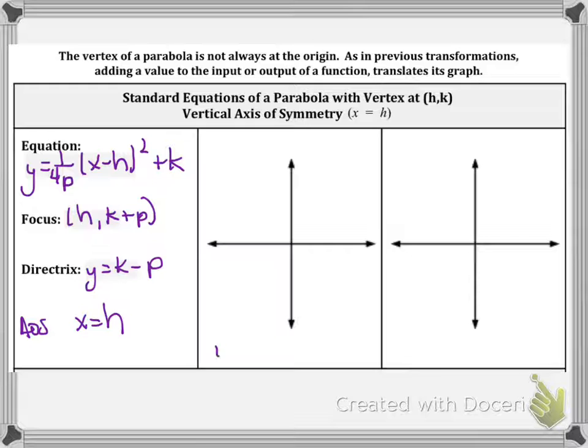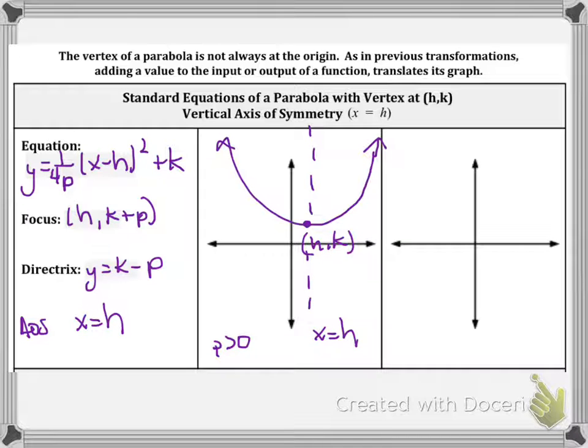So let's draw an example. When p is greater than 0, so when the parabola is opening up, here is our parabola. This is our (h, k), and our axis of symmetry is here at x equals h. Our focus is inside of the parabola, and this is (h, k plus p). So notice all it is, is that it's shifted to the right, h, and then up, k plus p, or down, depending on what the function is. Then we have our directrix at this line. The directrix is y equals k minus p, so on the opposite side of the focus. This is our directrix.